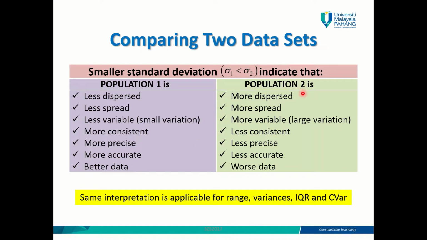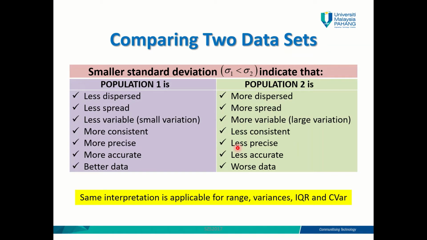Compared to your population 2, your second population, which has a greater value of standard deviation. If your population 2 has a greater standard deviation value compared to population 1, this indicates that your population 2 is more dispersed, more spread, more variable, less consistent, less precise, less accurate, and worse data. So this is how you interpret measures of variation. When you want to interpret it, you need to tell about the consistency: which one is more consistent, which one is less variable, or which one is more spread. This is the interpretation that you need to use for measures of variation.